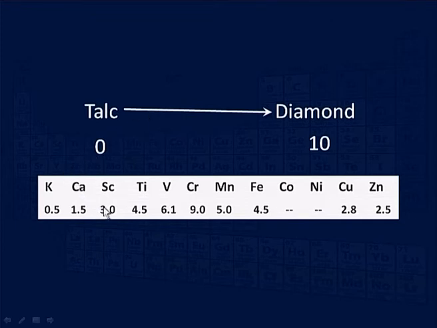However, scandium and titanium are comparatively softer metal ions, copper as well, and zinc is also a softer metal ion.